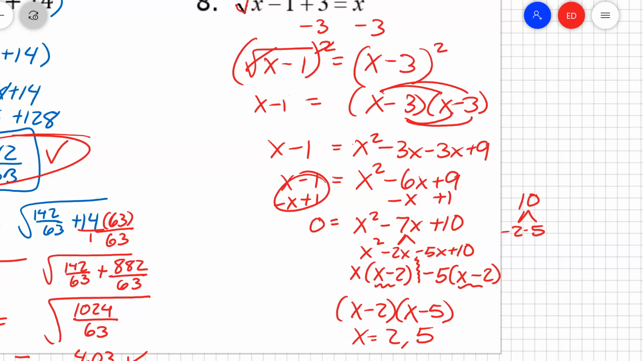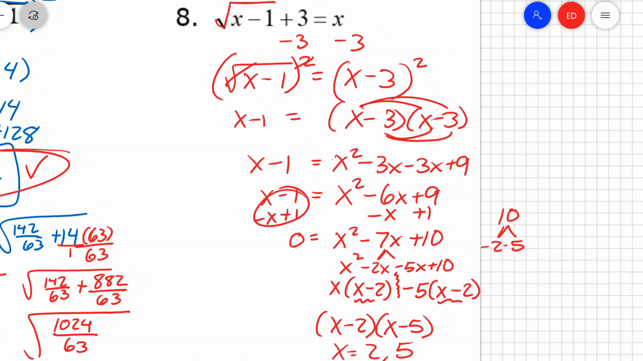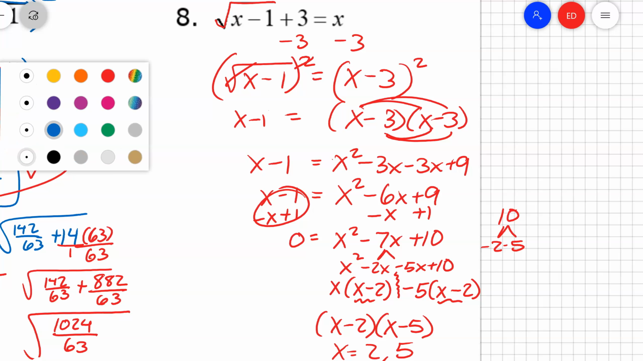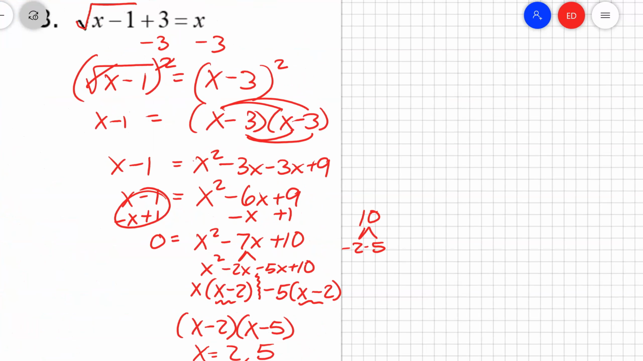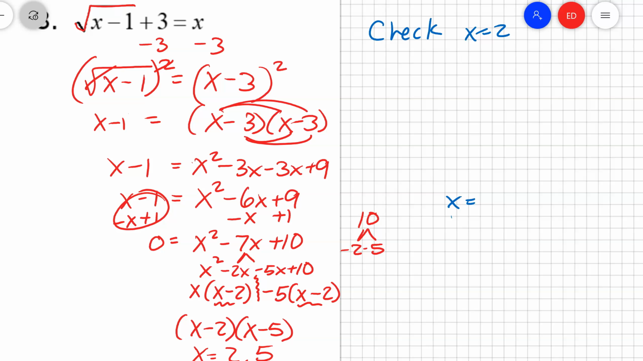Now, with irrational functions, you may have one as a real solution and one as an imaginary solution or an extraneous solution. Okay, so we do have to double check both of these. I'm going to change my color here to blue, and we're going to double check 2, and we need to double check x equals 5.